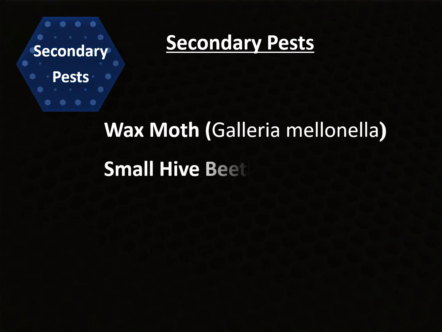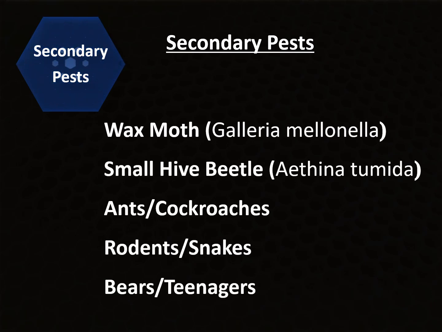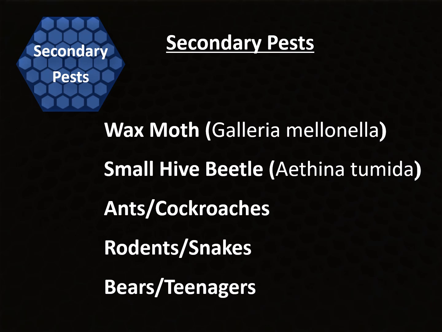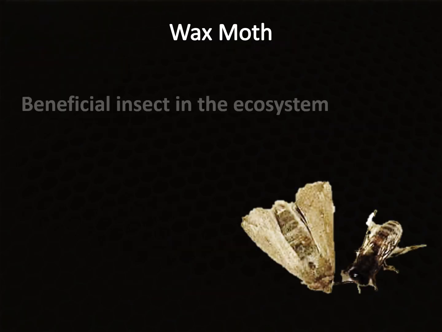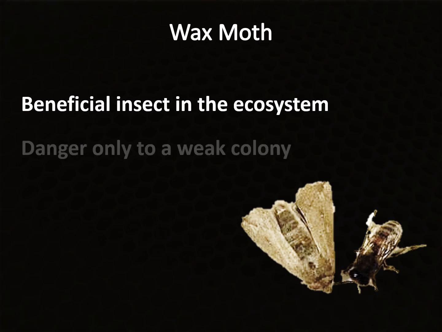So your secondary pests: wax moth, small hive beetle, ants, cockroaches, rodents, snakes, bears, and teenagers. The wax moth is a beneficial insect in the ecosystem. It actually has the ability to digest plastic. It's really great at cleaning up feral colonies, so if there's an issue in the wax in a feral colony, they'll go through and clean it out, and that relieves any disease load in the feral colonies. Also, they will eat any extra wax that you leave lying around. So if you want them to eat it, okay. If you don't want them to eat it, you have to take some precautions.